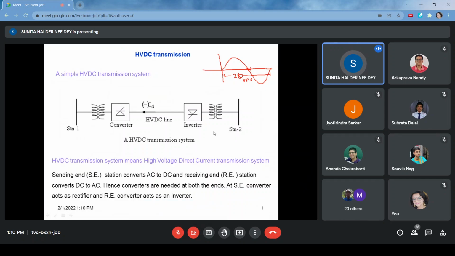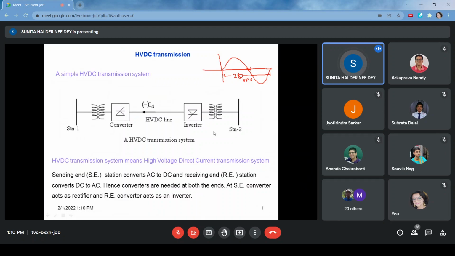But the main advantage of AC is it has zero crossing, and we can step up or step down very easily. And the main disadvantage is its reactance and reactive power issues. We cannot get rid of that. That's why HVDC transmission is preferred nowadays.